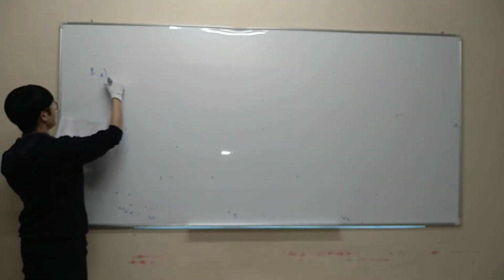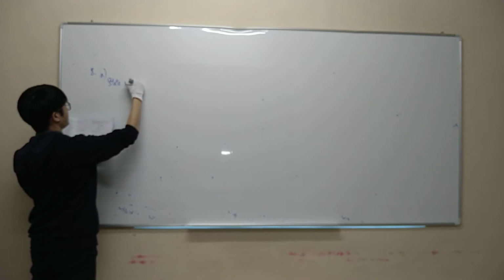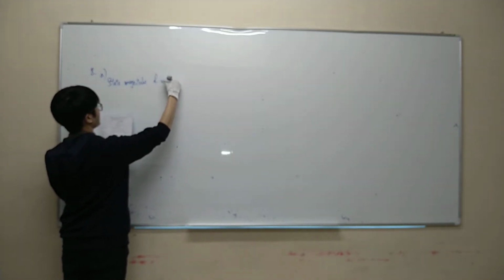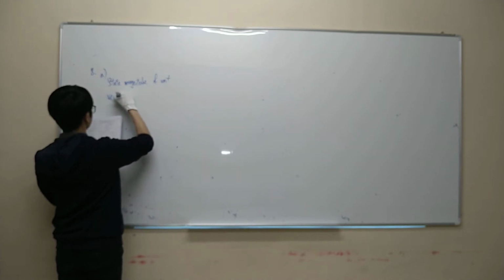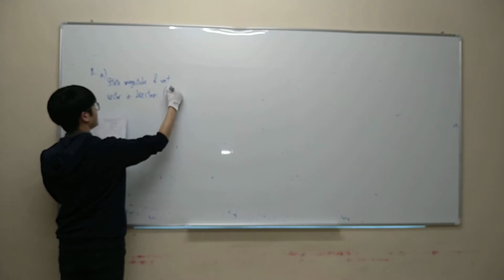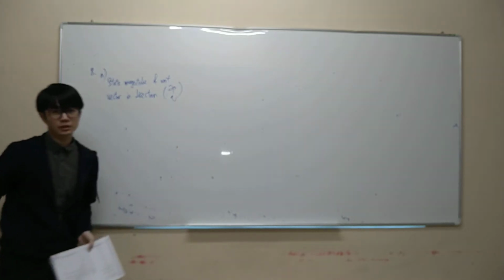Okay, A, they want you to state the magnitude of unit vector in direction 2pq. Alright, so how should I do this?